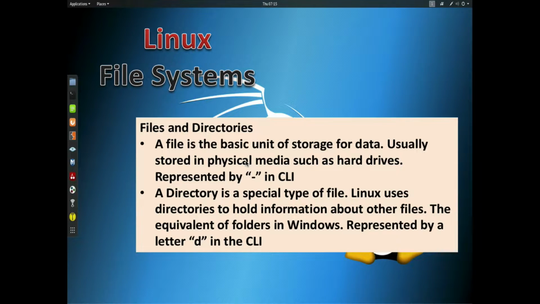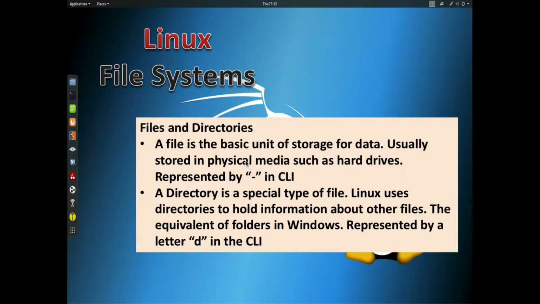Now we'll go to the Linux file system. In this Linux file system, we'll discuss files and directories. Let's talk first about files and directories. Files are the basic unit of storage for data.